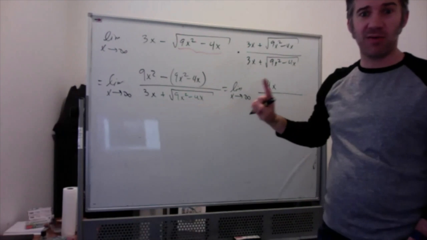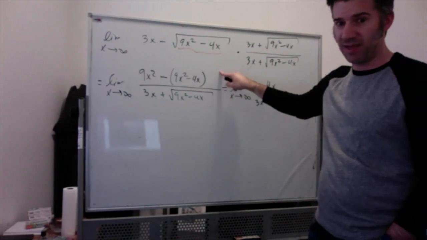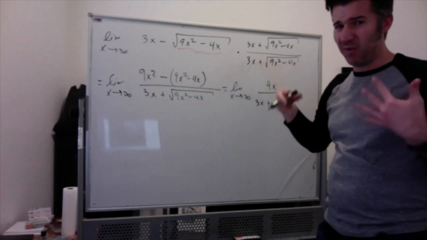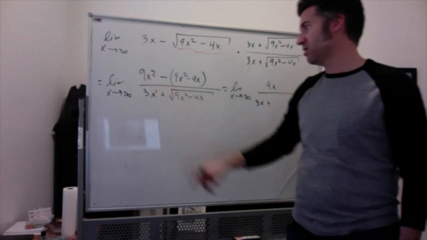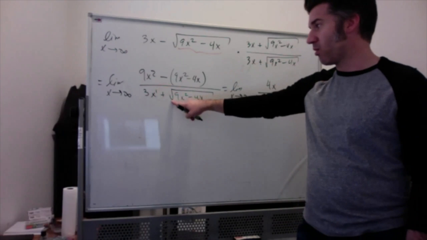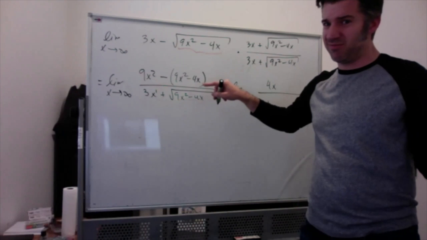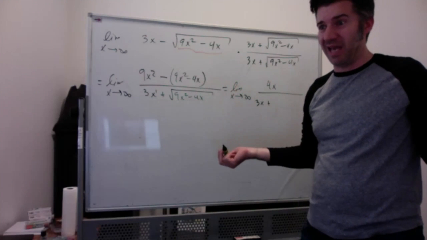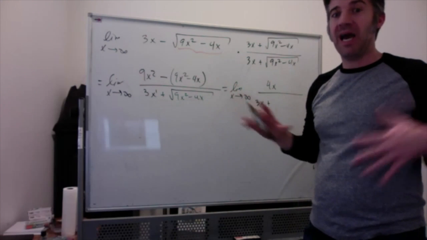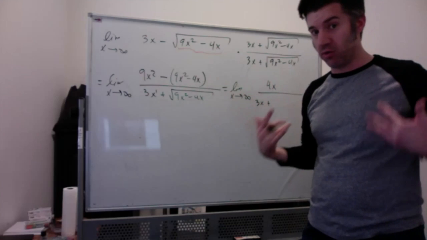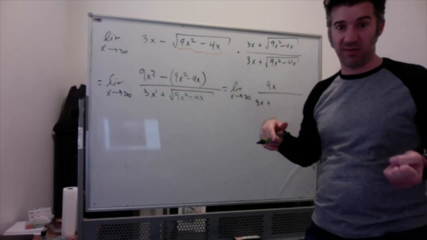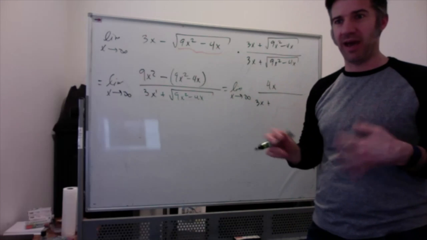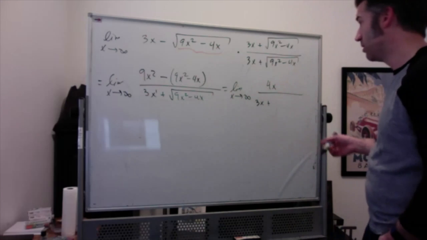The highest power in the top is x to the first. And the highest power in the bottom is essentially x to the first. I've got an x to the first here, and I've got a square root of x squared there, which is acting like x to the 1. So I'm viewing this as a rational function, where the highest power on top is x to the first, and the highest power on the bottom is x to the first. And if I can deal with that, I could probably figure out what this limit is.